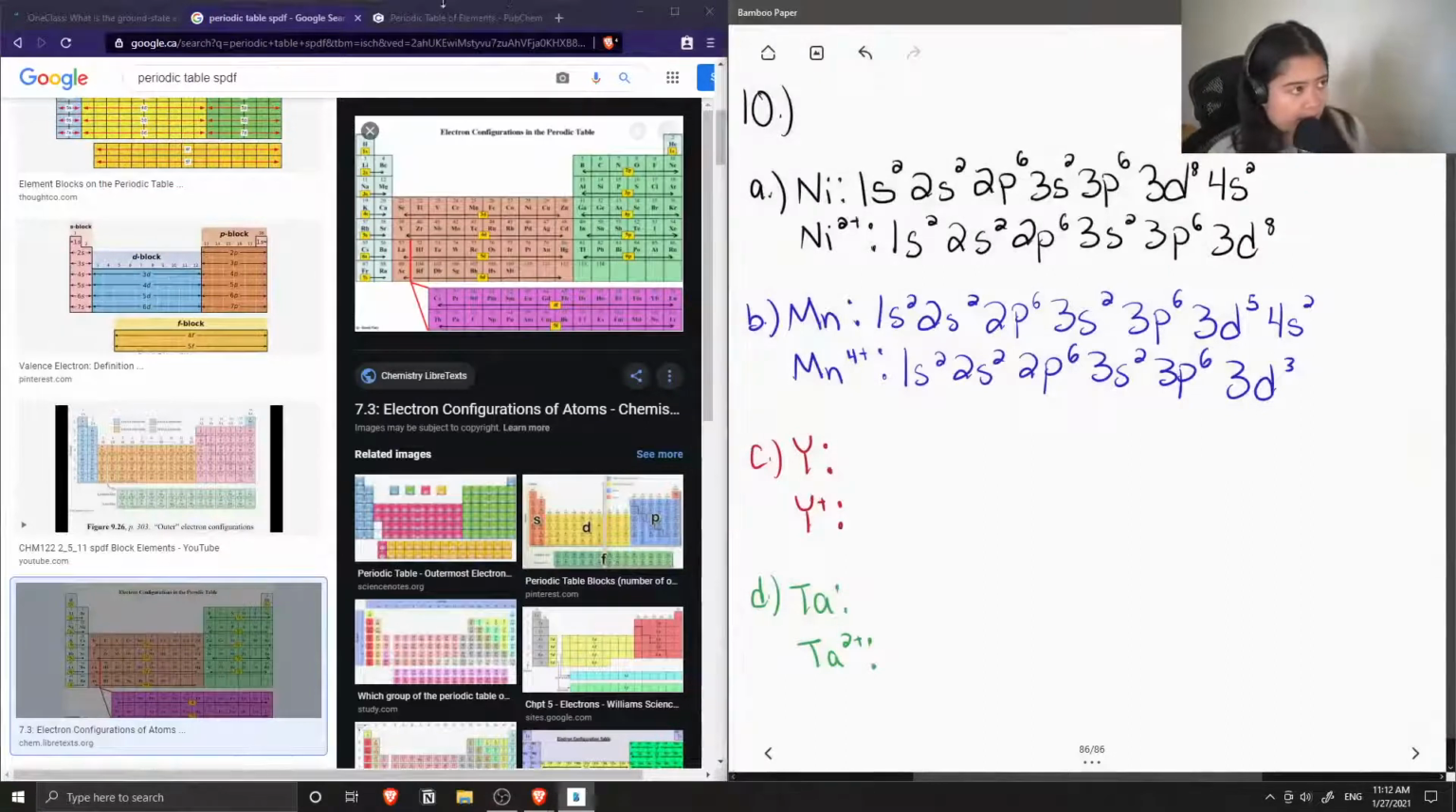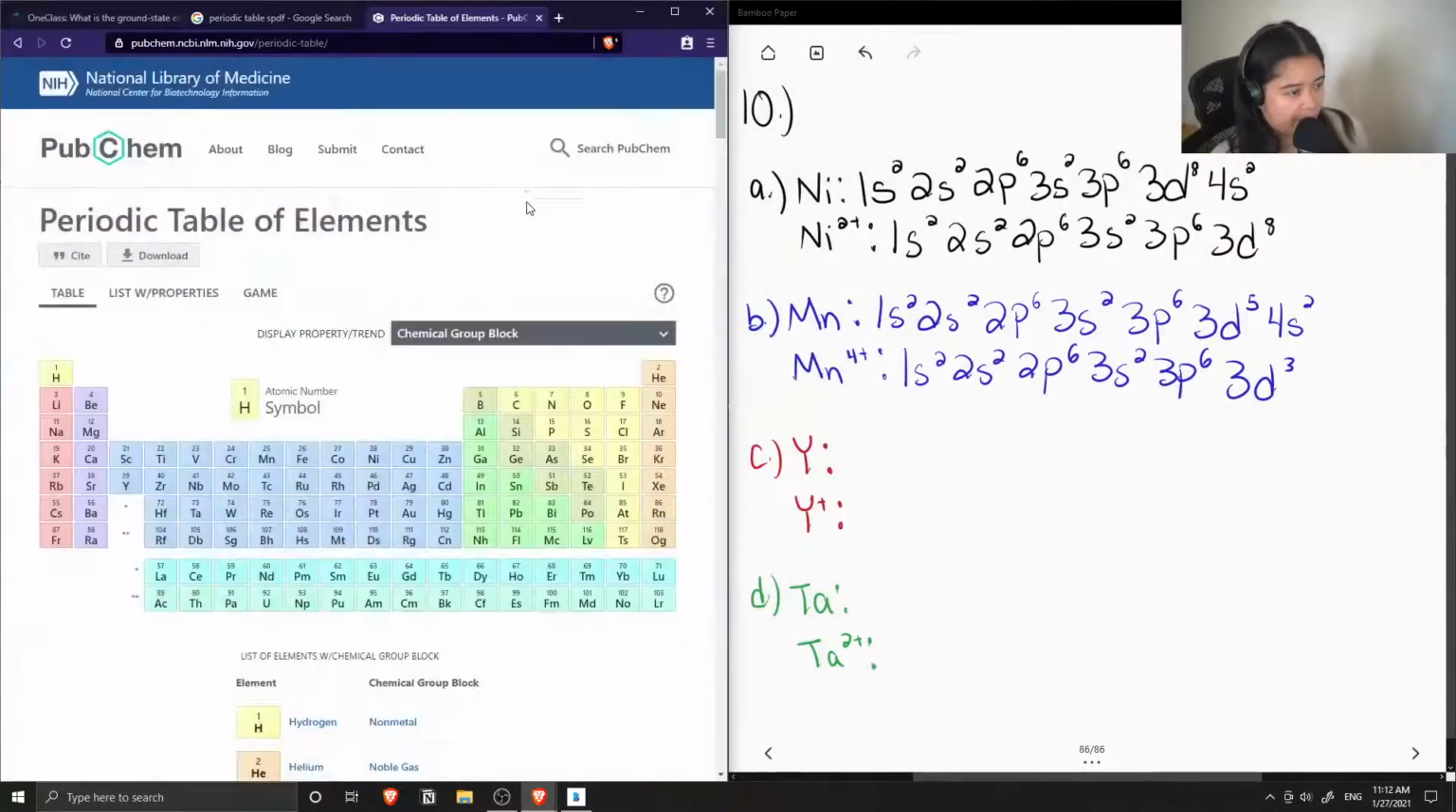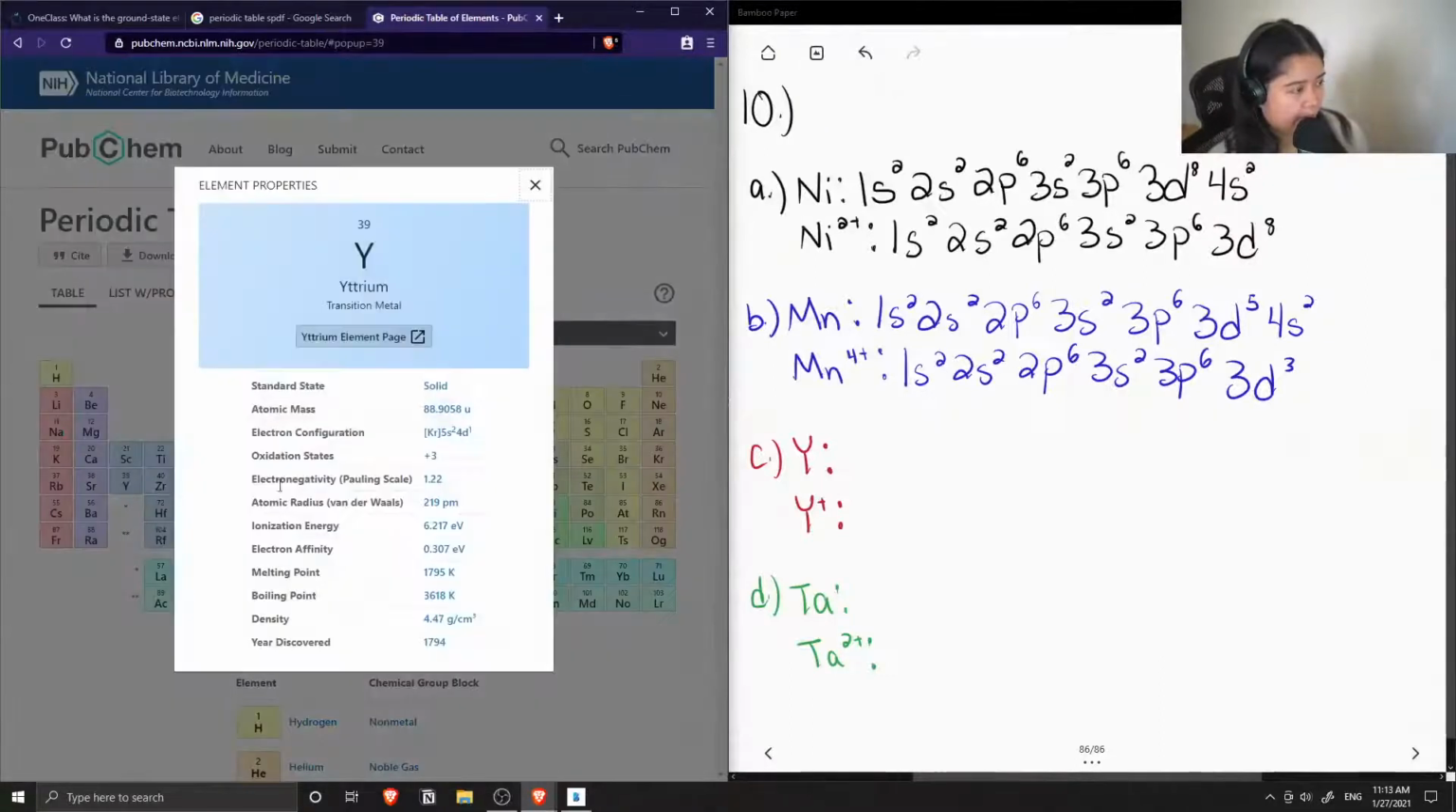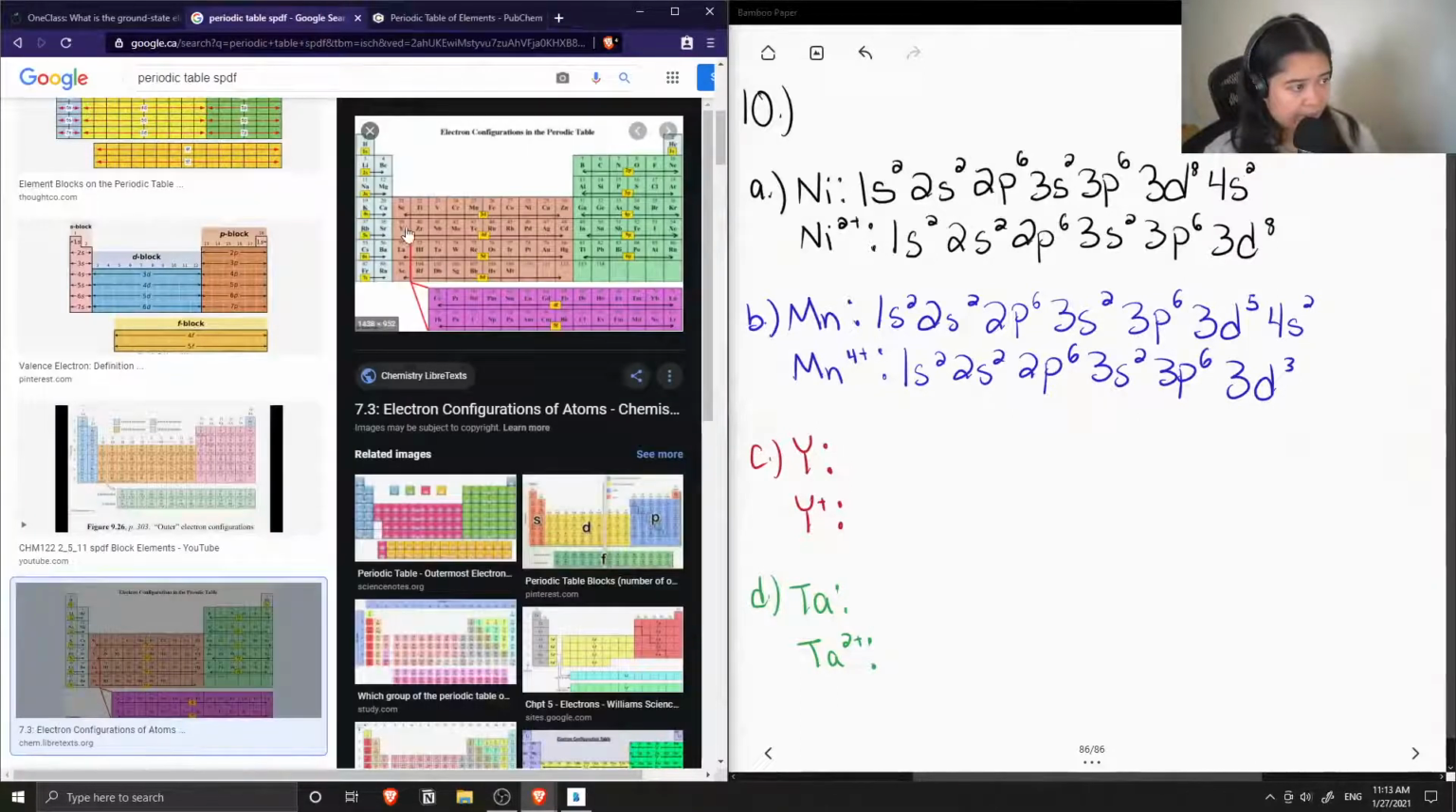Okay, so it's bugging me. I want to find out what the name of this element is. Yttrium. Cool. So it's atomic number 39. And since it's pretty far down, we can write the shorthand electron configuration instead.